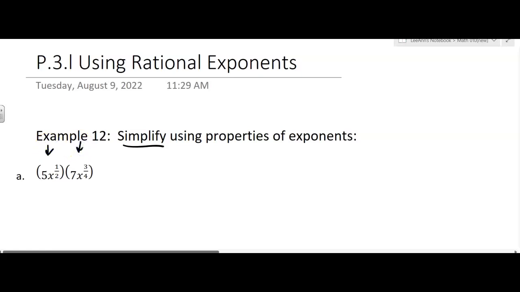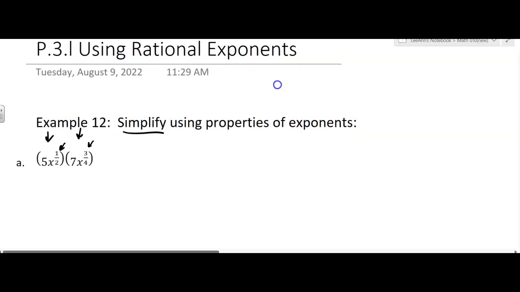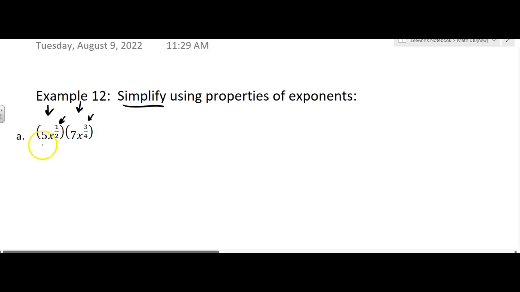Well, you can see these exponents are rational exponents. Sometimes we call them fractions. But the rules of exponents still apply. So I'm multiplying, right? I'm going to take 5 times 7. That goes without saying. Those are just the coefficients. But then I want to go x to the 1/2 times x to the 3/4.